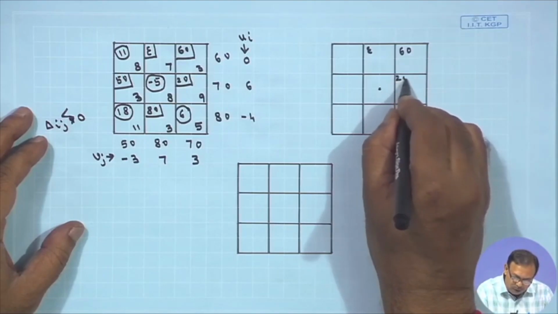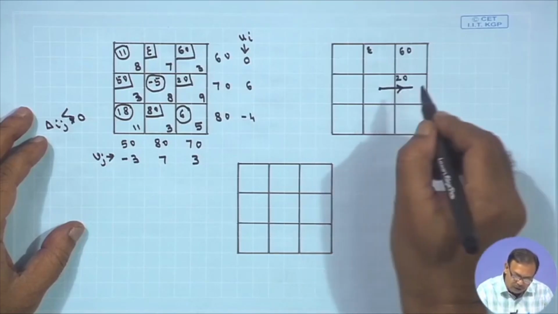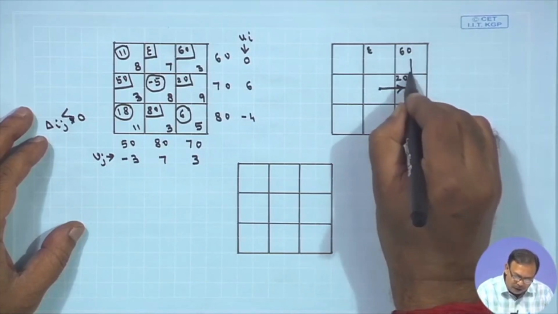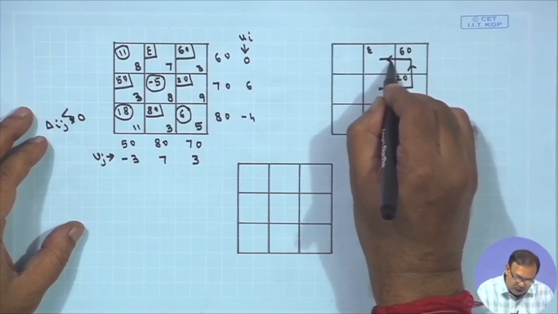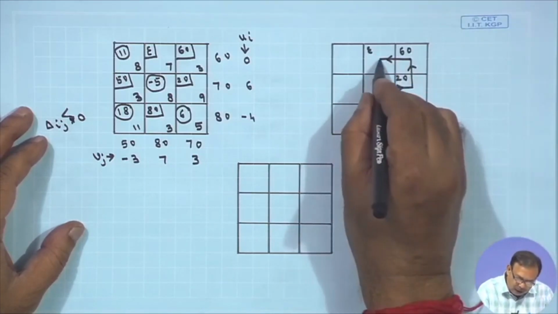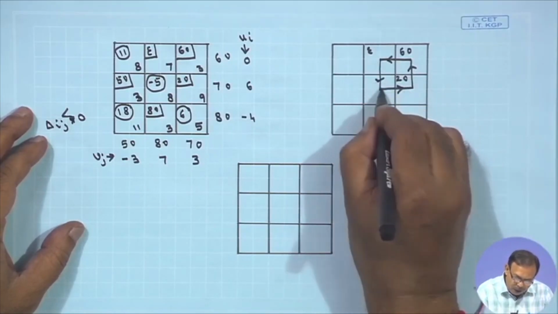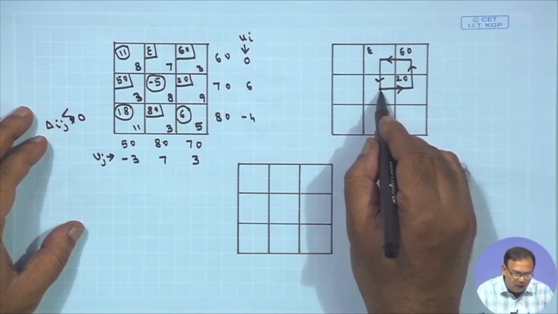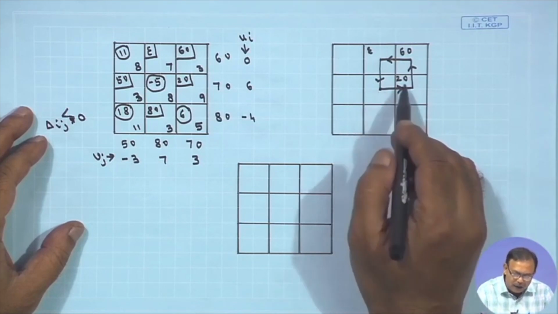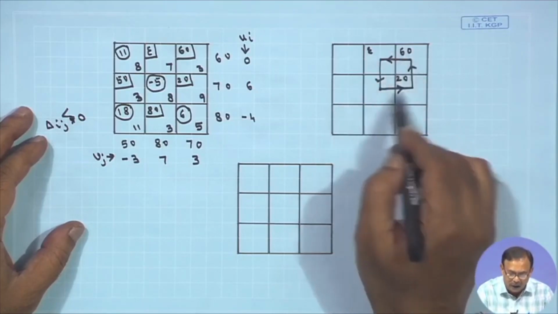So, once I am doing this, I can traverse from here to this occupied cell, from this occupied cell to this occupied cell, from here to this occupied cell, and I can come back to this place again. Now, here how much will I add?